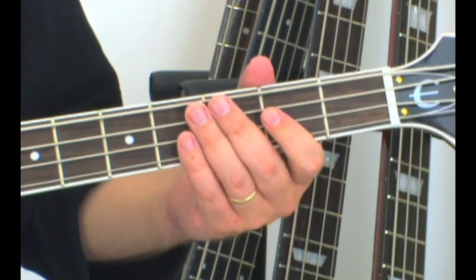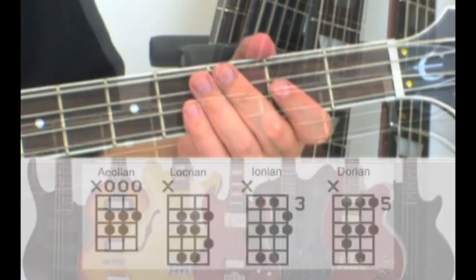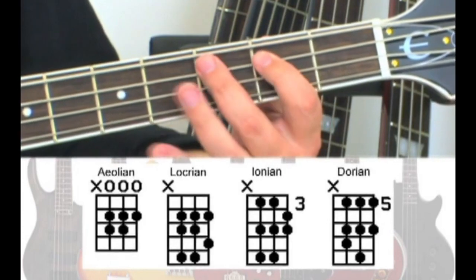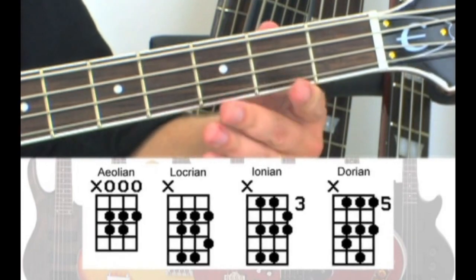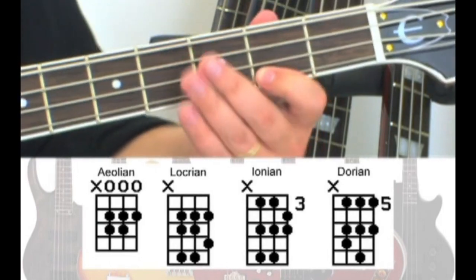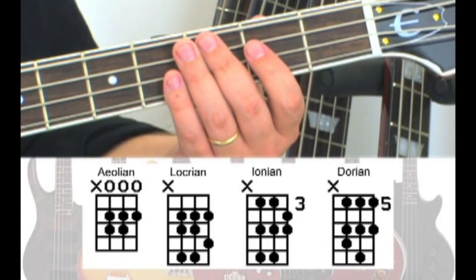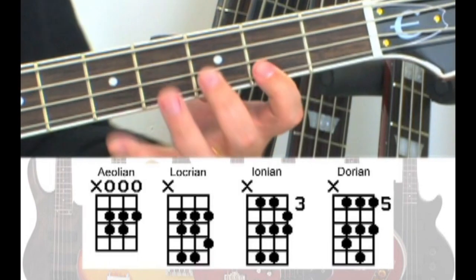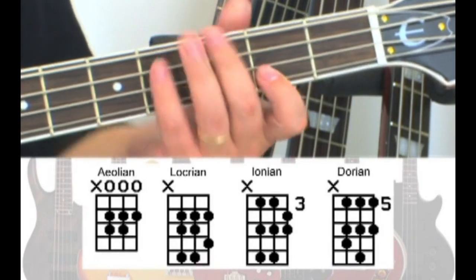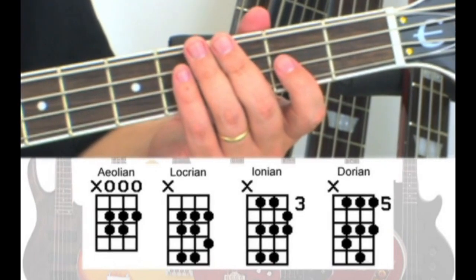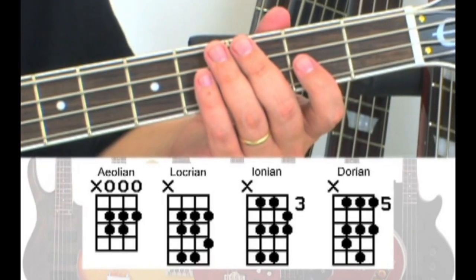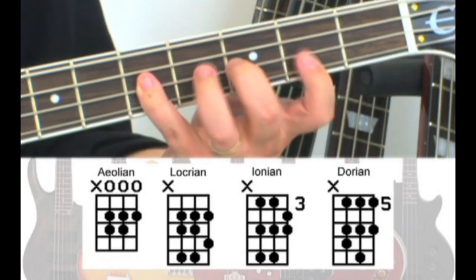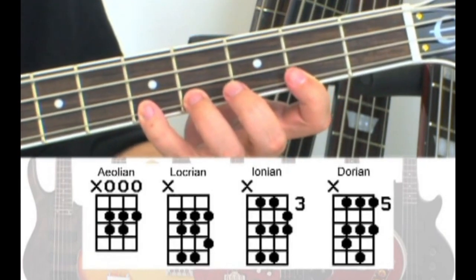Here is a list of each mode in the natural scale. The natural scale A to A is called the Aeolian mode. A, B, C, D, E, F, G, A. The natural scale B to B is called the Locrian mode. B, C, D, E, F, G, A, B. The natural scale C to C, which we know is our major scale, is also called the Ionian mode. C, D, E, F, G, A, B, C.